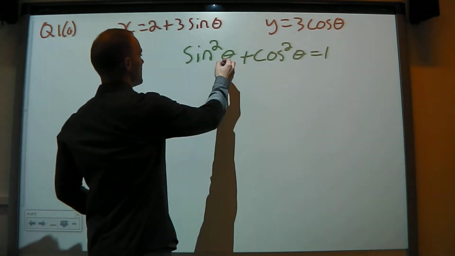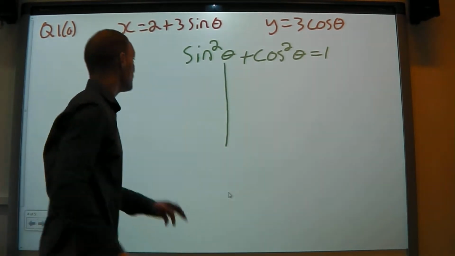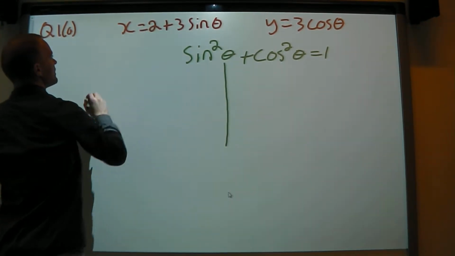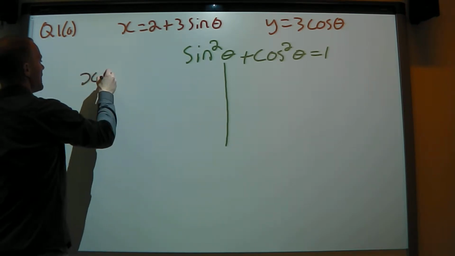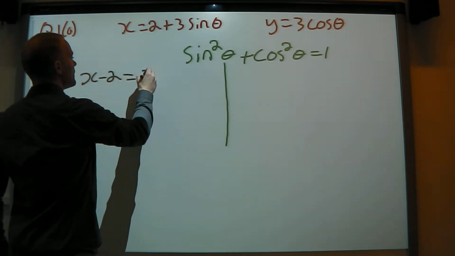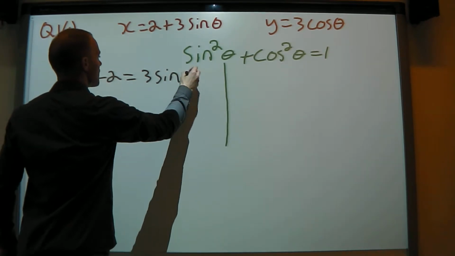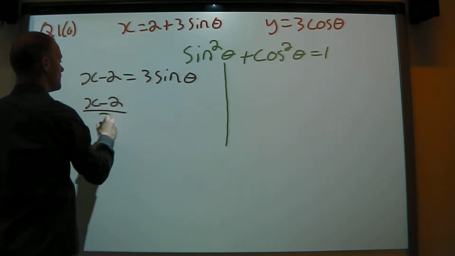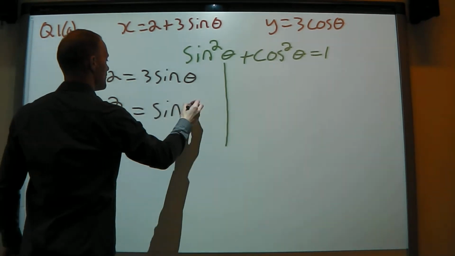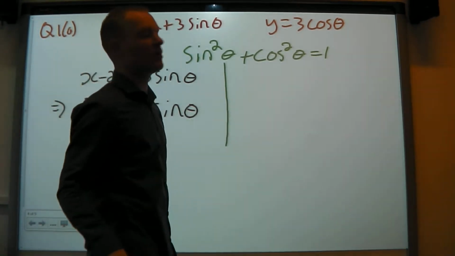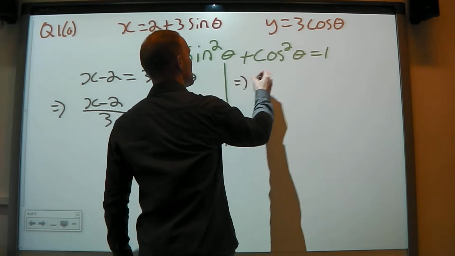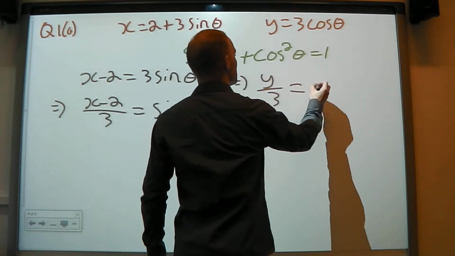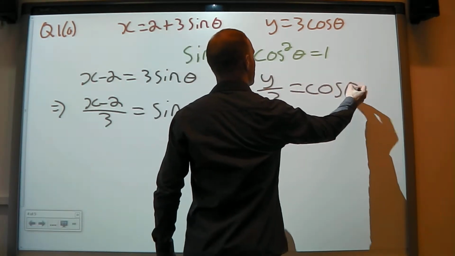So we'll start off here on the left hand side with x. We'll subtract 2 from both sides. So that implies that x minus 2 is equal to 3 sine theta. And that implies x minus 2 all over 3 is equal to sine theta. On the right hand side we do the same, we just divide both sides by 3. So that implies that y over 3 is equal to cosine of theta.